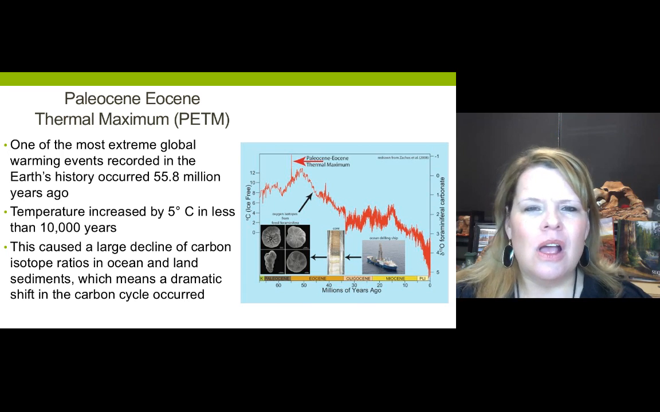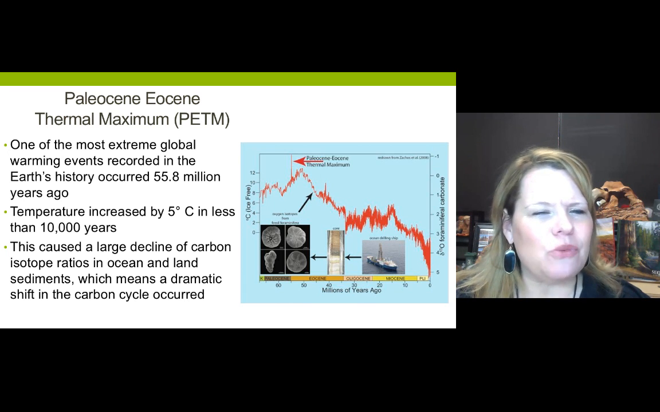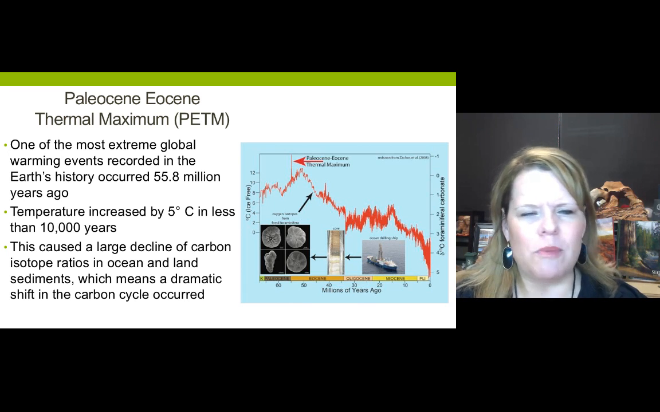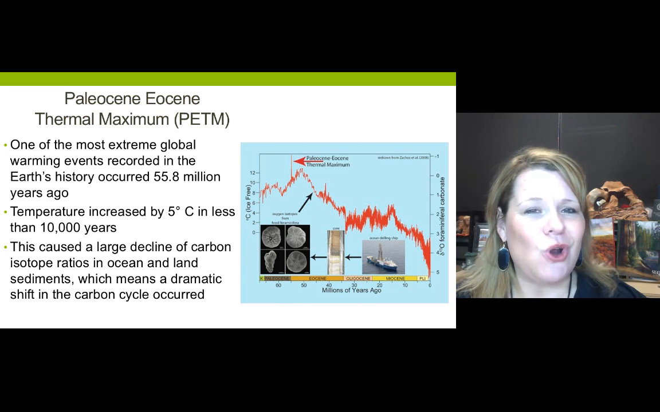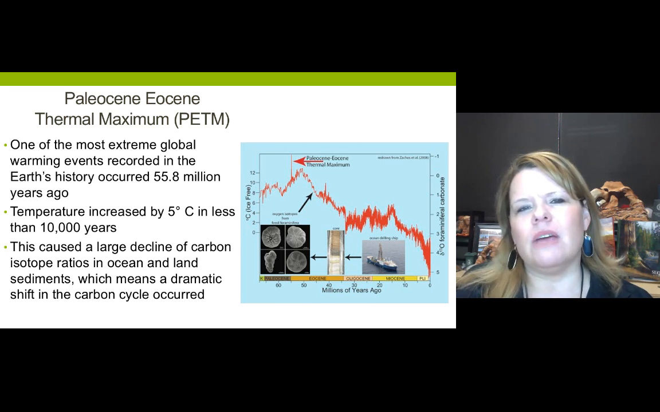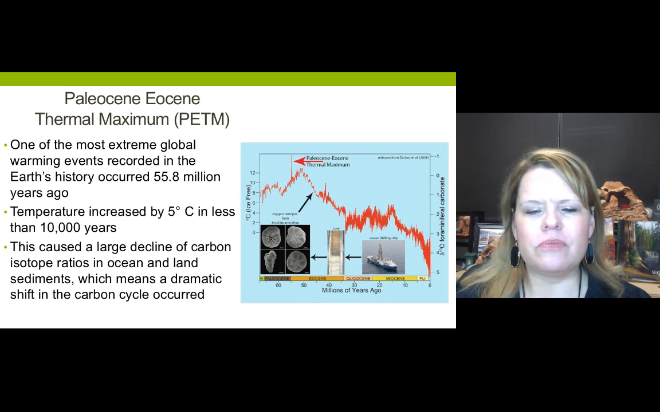So, now that you know about this event, it's one of the most extreme global warming events recorded in the Earth's history. It started somewhere right around 55.8 million years ago. Why is that significant? Well, let's look at this chart over here.